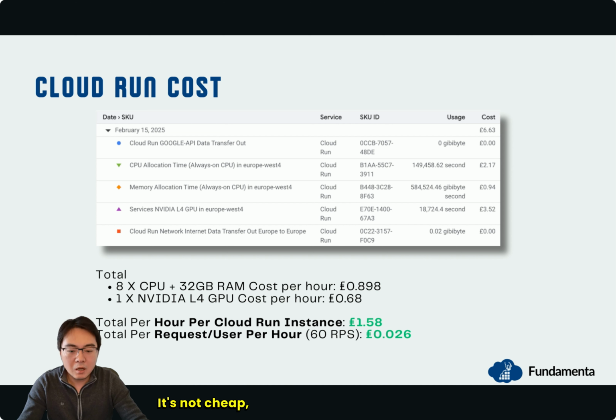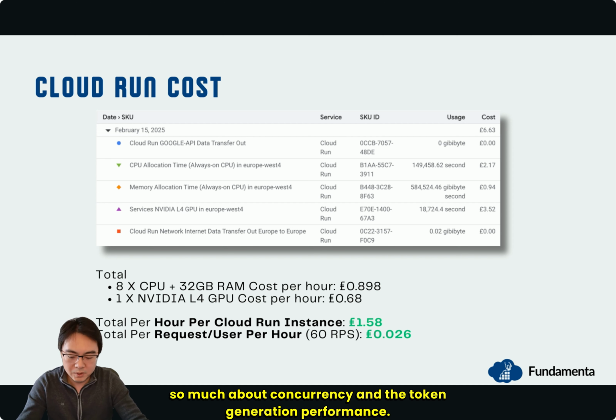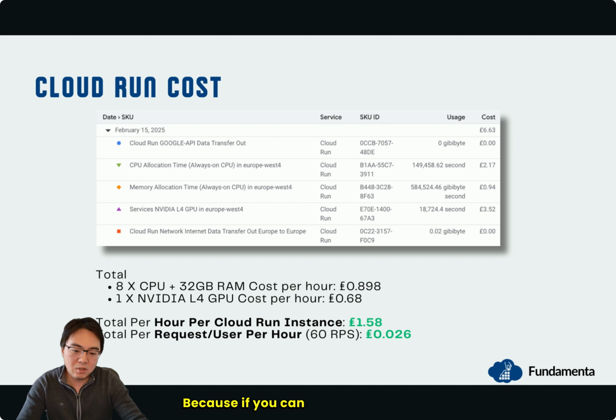It's not cheap, but with the total per request or per user per hour, if you can achieve 60 RPS, which in this case we can, the per user cost per hour will drop to only 2.6 pence, right? That is an important thing and why I care so much about concurrency and the token generation performance per request. Because if you can achieve something like this, it's very, very good. And don't forget, with Cloud Run, you can scale to 0 as well. And that's very, very significant.